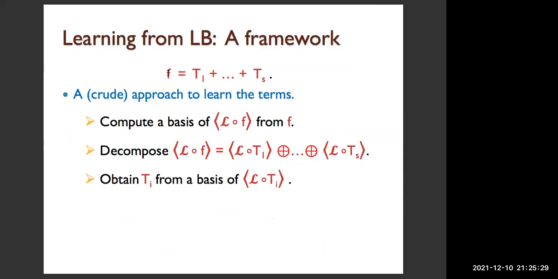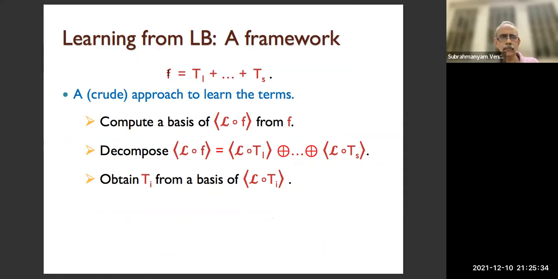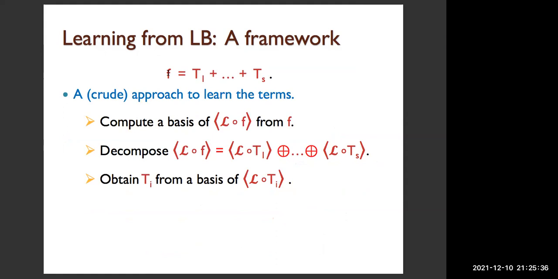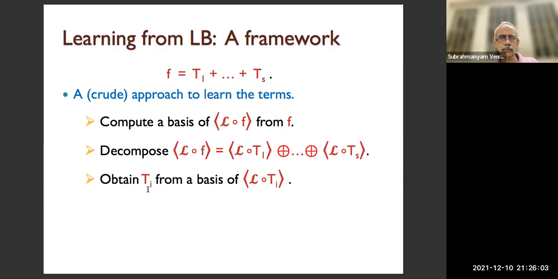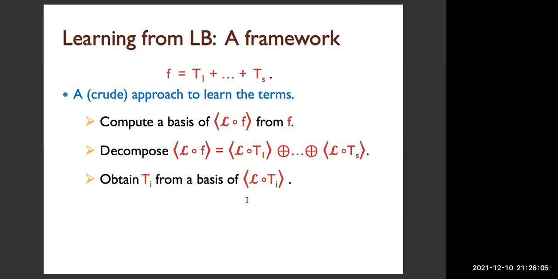What do I do? I have F, right? I'm ignoring black box access for the timing, so you can ignore that. It's just a crude approach, right? So first you compute this space, the space associated with F. L is a known set of linear operators. For example, L can be just the kth order partial derivatives for some reasonable value of k. Then you decompose this space attached with F into subspaces, hopefully the subspaces attached with these terms, and finally derive the terms from these subspaces. This is a very crude high-level approach, right?